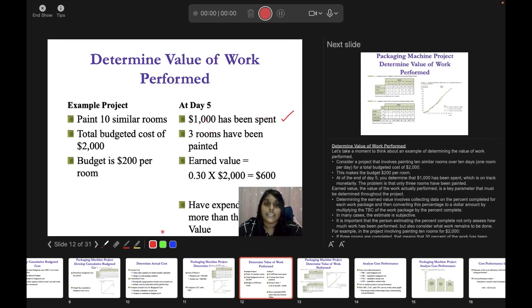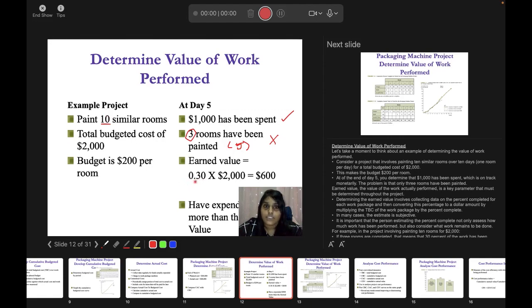But then the next one is that you have only painted 3 rooms, right? Here you only painted 3 rooms, but you have 10 rooms to paint. So at day 5 you are supposed to paint 5 rooms, but you only painted 3 rooms. That means this is not achieved, right? This is not achieved because you need to paint 5 rooms, but you only painted 3 rooms. That means your earned value is times 0.3, okay, because you have 10.